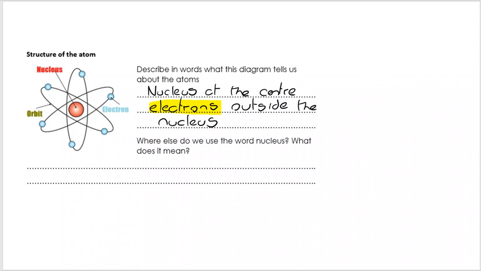Where else do we use the word nucleus, and what does it mean? Well, in biology, we talk about cells having nuclei, and that's the control centre of the cell. And I've just highlighted those words because that might help you to remember that key detail, that the nucleus sits at the centre, at the heart of the atom. And in later videos, we're going to find out what's in that nucleus.